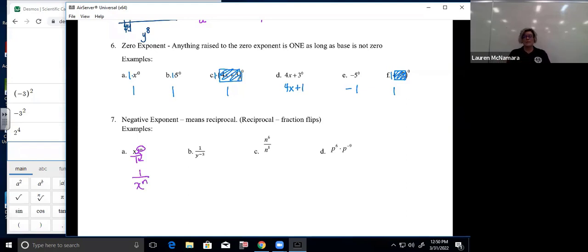Same thing, reciprocal means the fraction flips. So B is already a fraction. So what is it going to do? It's going to flip. The sign that's in front isn't changing. The only sign that changes is the exponent. So I have y to the 3rd divided by 1, which is just going to be y to the 3rd.